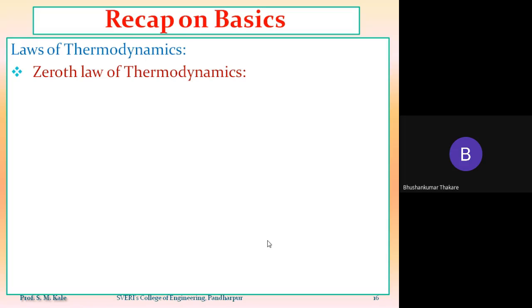When three bodies A, B, C are kept in equilibrium, then each body can change their temperature and maintain the same temperature. Okay. Any other answer?